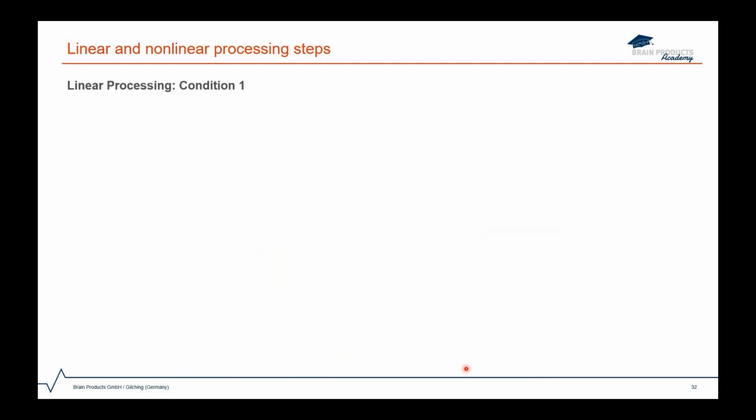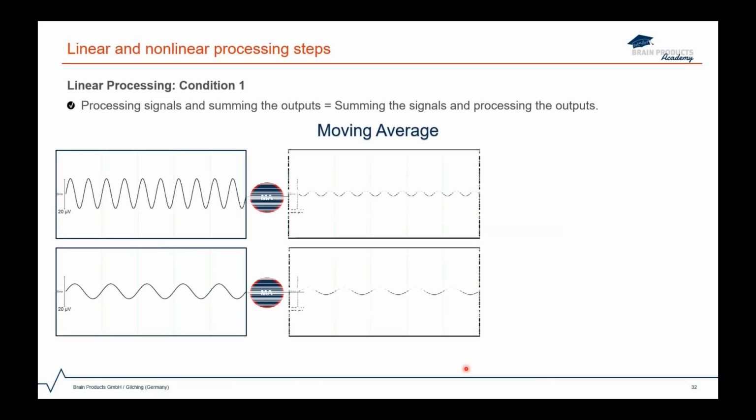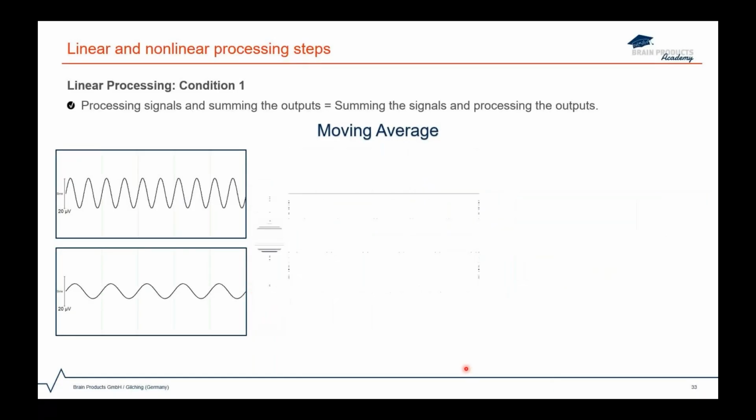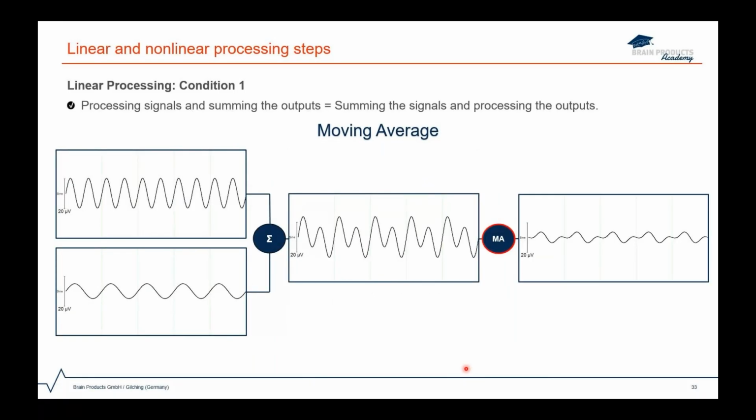So linear processing would need to satisfy two conditions. So in condition one, we can see that processing signals and summing the outputs is equal to summing the signals first and processing the outputs. So applying the moving average, in the case of these two sine waves, we can first do the moving average, and then from the results that come, make a summation and get this result over here. Or otherwise, we can first sum the two sine waves and then use moving average on the result and get the same final result.